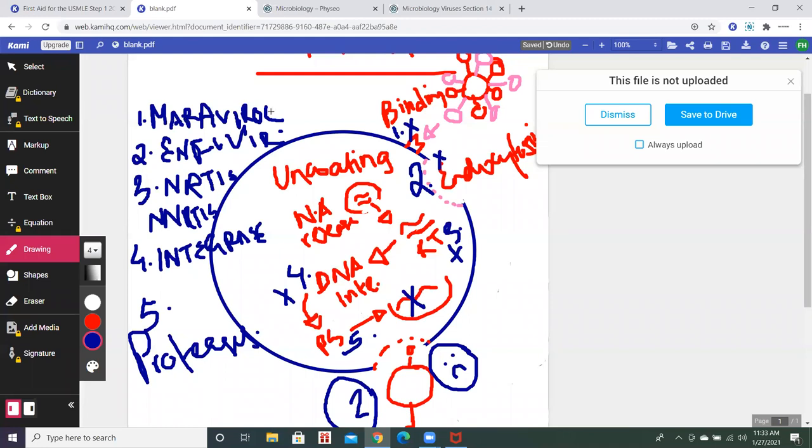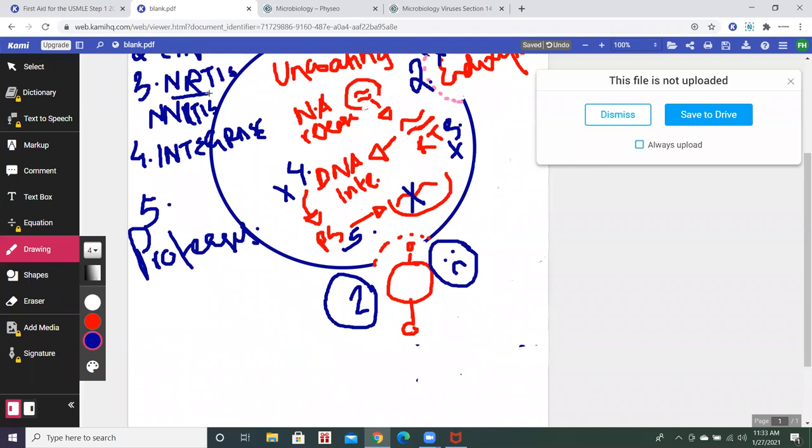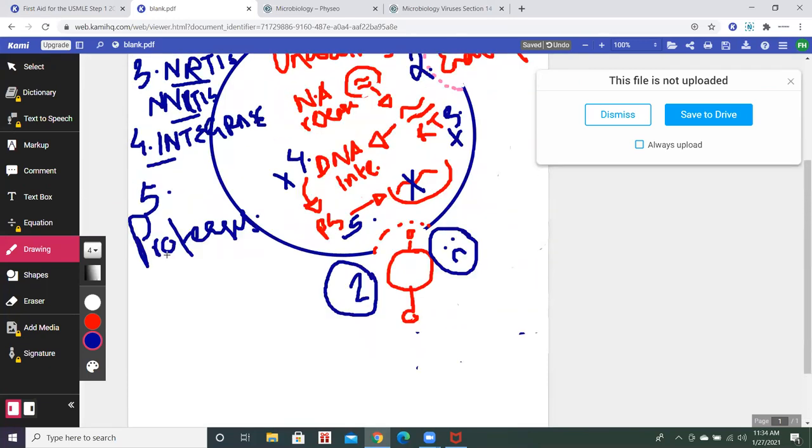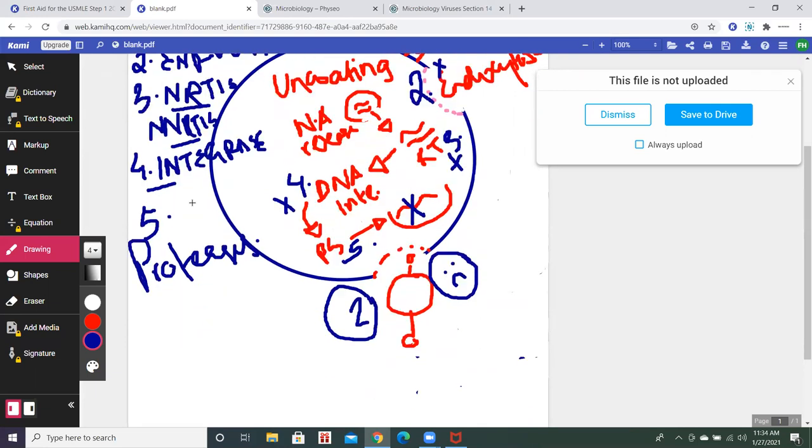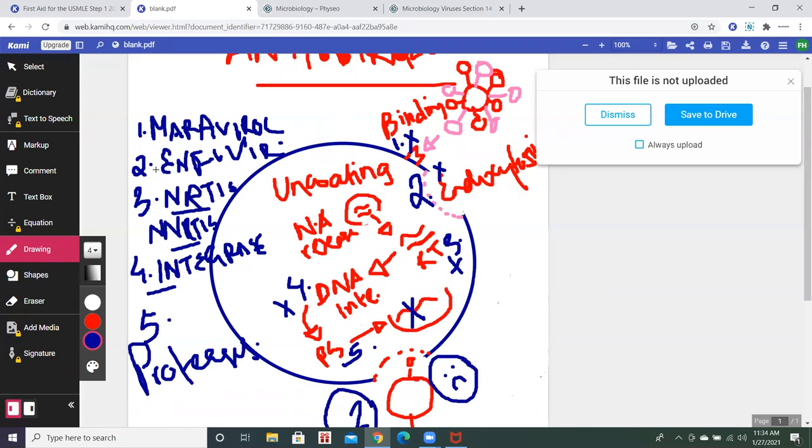Number one, viral attachment inhibitors, maraviroc; viral penetration inhibitors, enfuvirtide. Let's talk about the names of the drugs for nucleotide reverse transcriptase inhibitors and non-nucleotide reverse transcriptase inhibitors. Okay, before we jump into this, let me make it easier by learning integrase first. Integrase is easier, because all the drugs except integrase, proteases, and NNRTIs are NRTIs. Does that make sense? If you learn the drugs of integrase and proteases, then all the other drugs are reverse transcriptase inhibitors. So we know attachment inhibitors, the name is maraviroc; penetration inhibitors, the name is enfuvirtide.